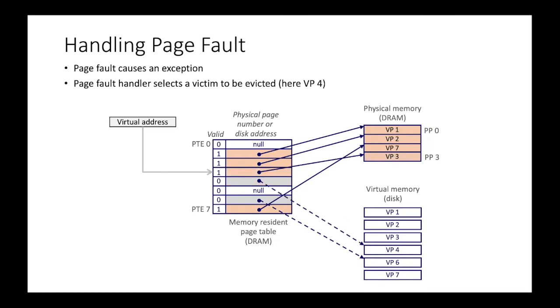Assuming virtual page number 4 is selected as a victim, virtual page number 4 is replaced with virtual page number 3. The page table is updated accordingly. Once the page is loaded and the page table is updated, the memory access request restarts and it becomes a page hit.